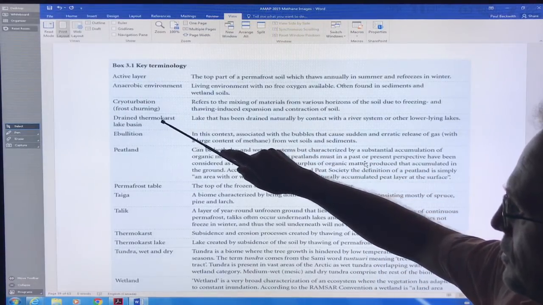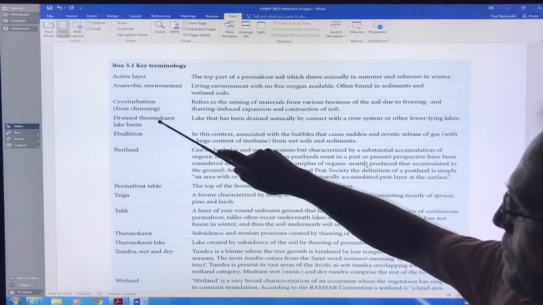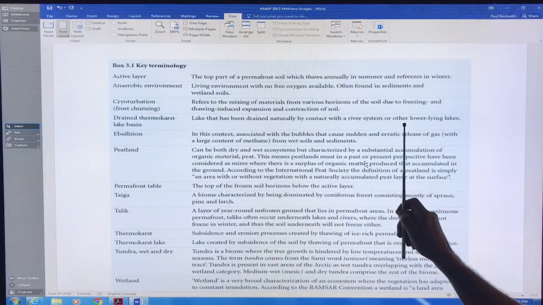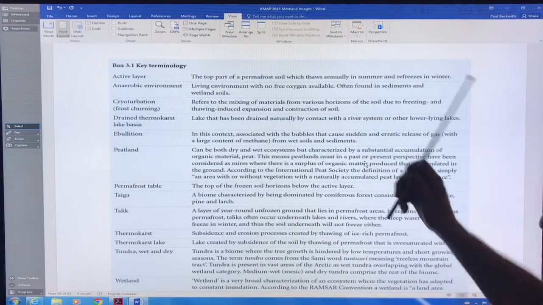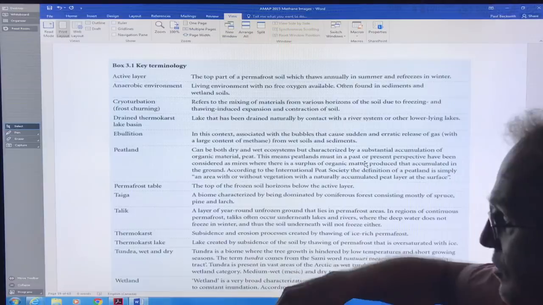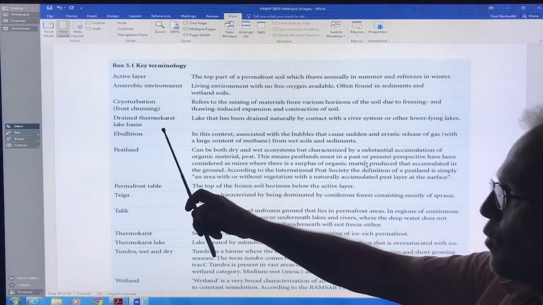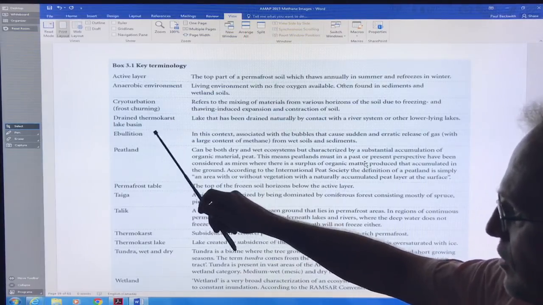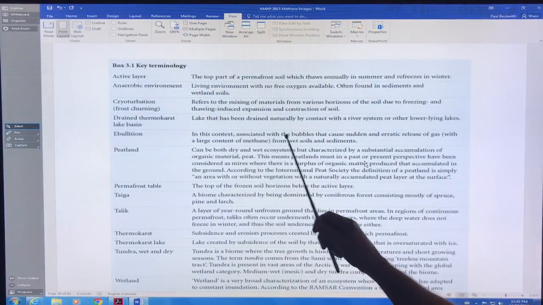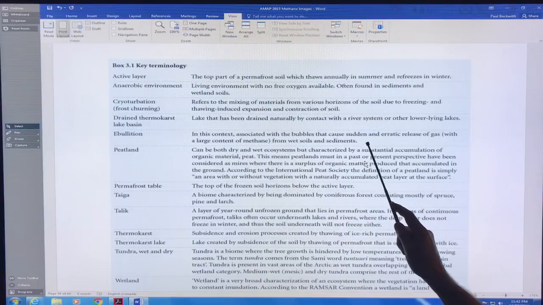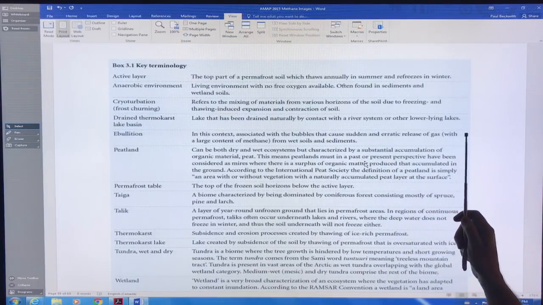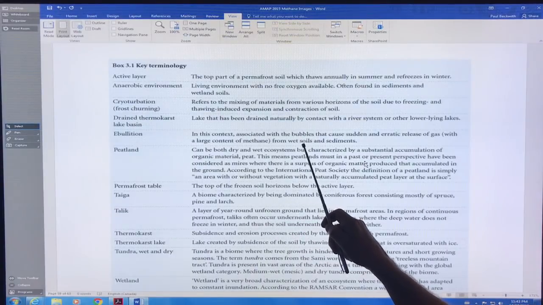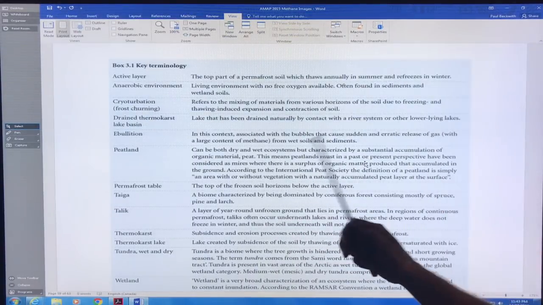A thermokarst lake basin. So if you have this lake that drains naturally by contact with a river system or other lower lying lakes, the water drains out, then you get a basin in the Arctic with no water in it. It's drained, it's a thermokarst drain basin. Ebullition is bubbles. Bubbles that come out through sudden and erratic release of gas, large content of methane usually, in wet soils and sediment. So it's bubbles coming up, ebullition.